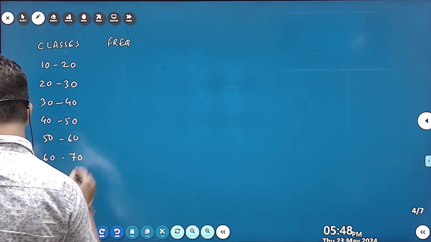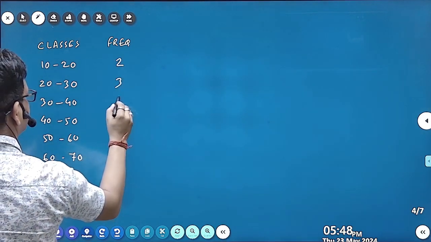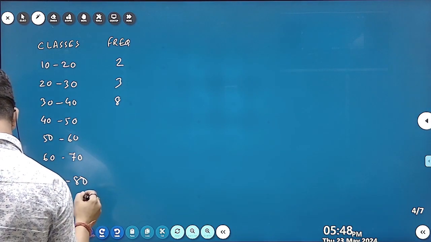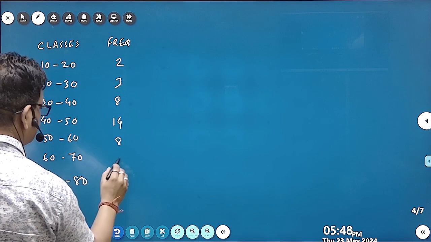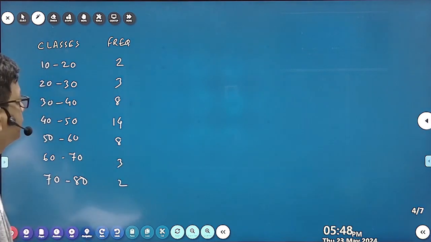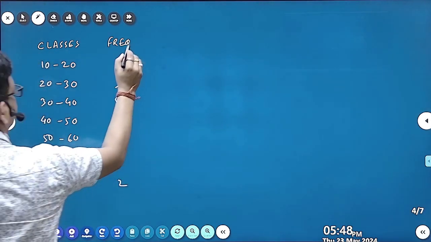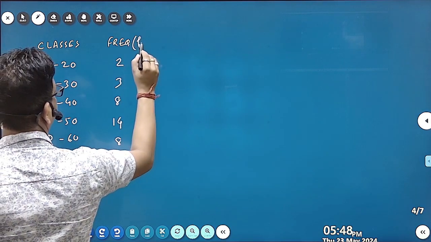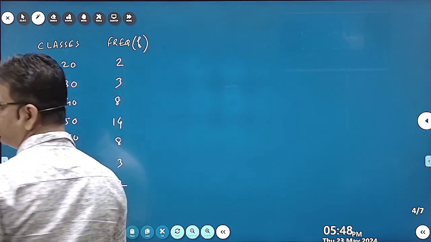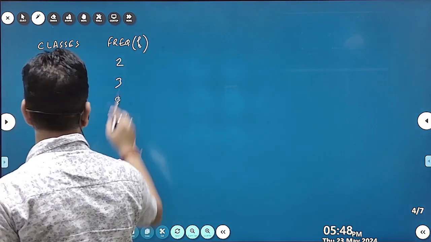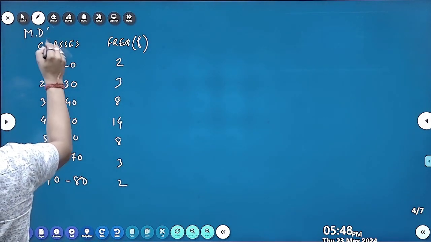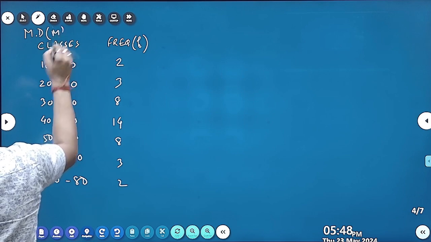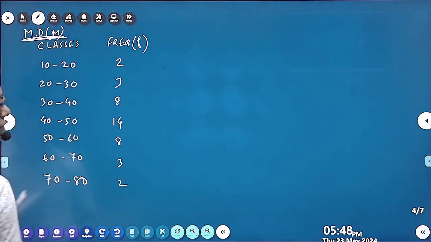And the numbers are 2, 3, 8, 14, 32. Done now? Now, please highlight what to do. So this is your F or Fi. Actually, just a minute. Sorry, it is the mean deviation we are going to find about the median. So this is what we are going to try.